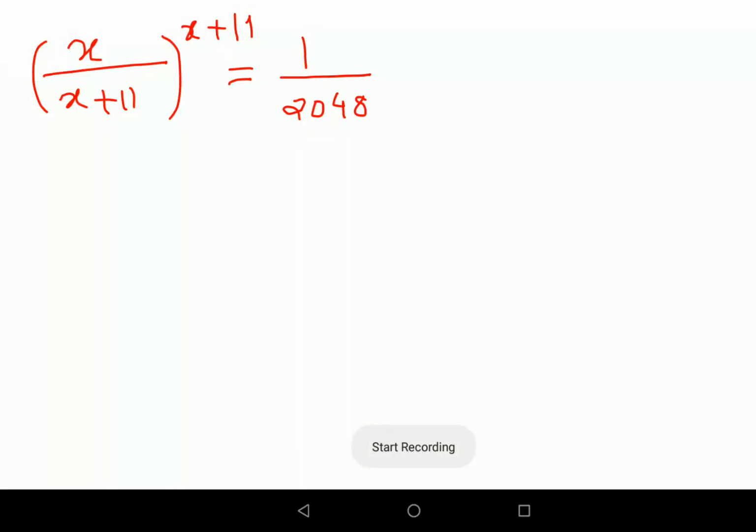Welcome everyone. So today we're going to solve a very tricky question. Literally, only a handful of people could figure this out.